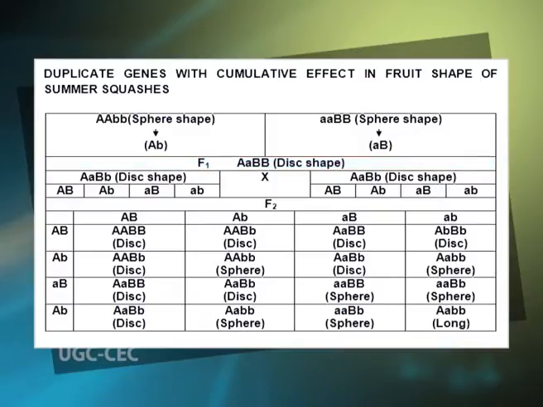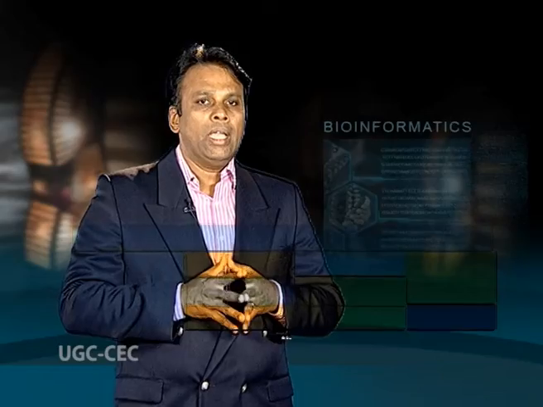When these F1 progenies are self pollinated, interaction between both the dominant genes gives new phenotypes in the ratio 9:6:1, wherein 9 disc shaped are formed, 6 sphere shaped are formed and 1 elongated shaped.